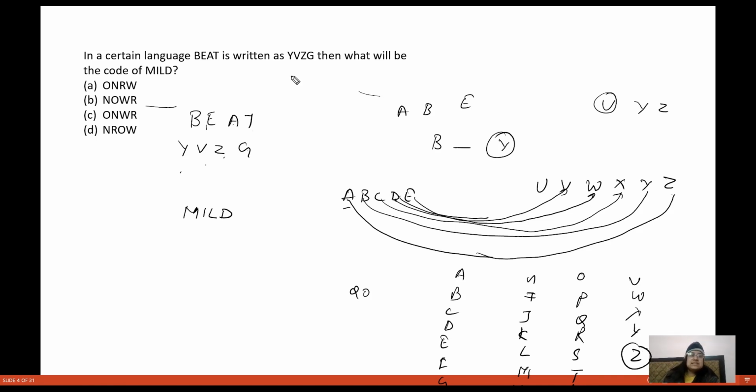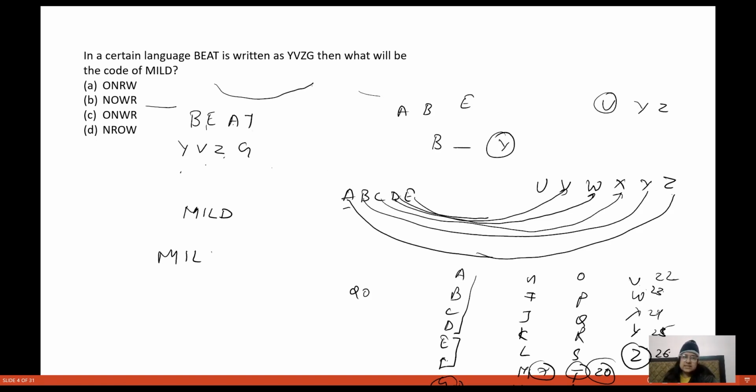Now this T, they are saying it is G. T is the 20th one. And from the last, if we see, it is which one? 26, 25, 24, 23, 22, 21, and this is 20th. So 1, 2, 3, 4, 5, 6, 7th one. From the start, which is the 7th one, obviously this G is the 7th one, so T became G.